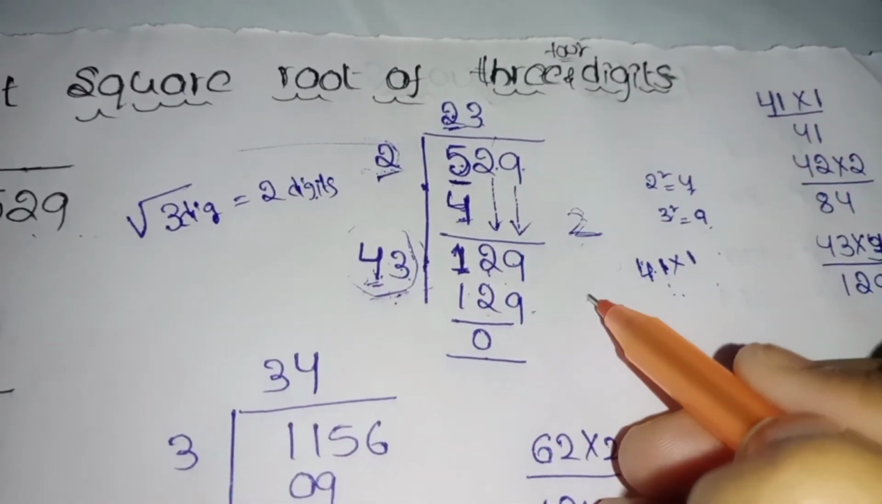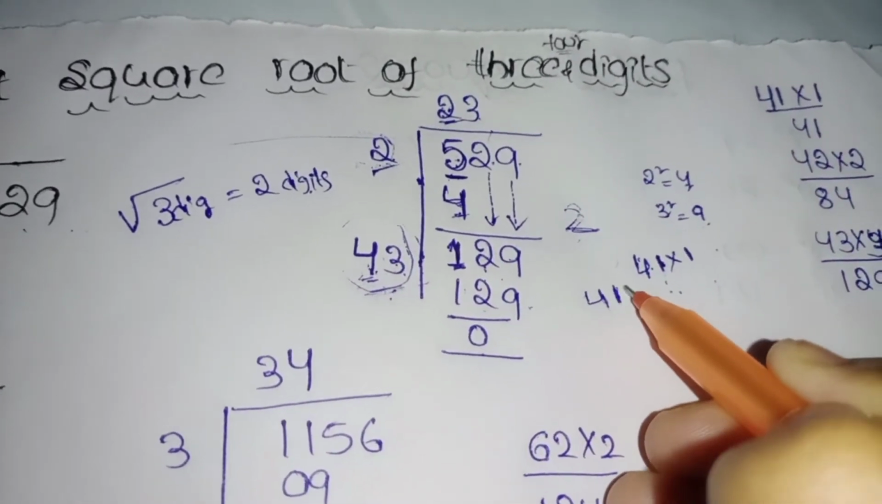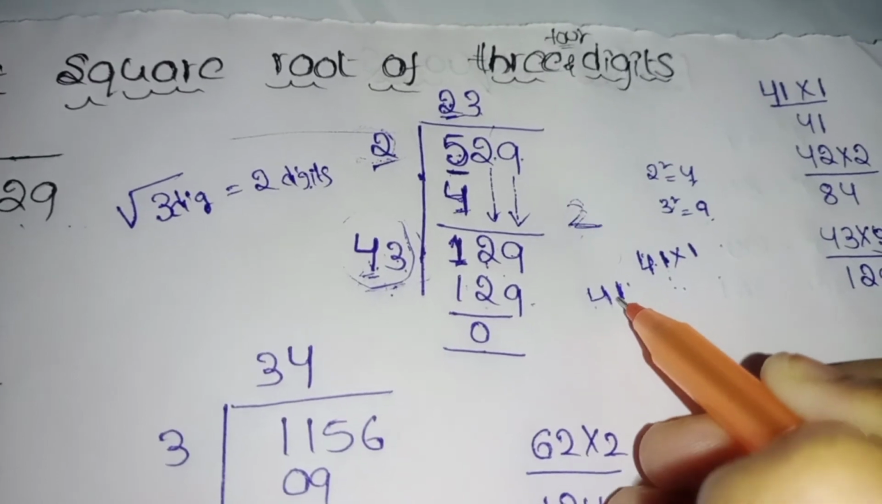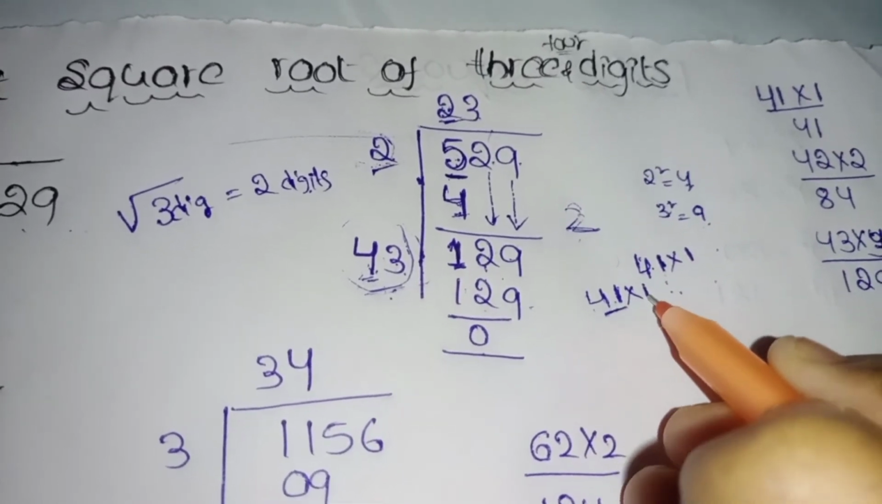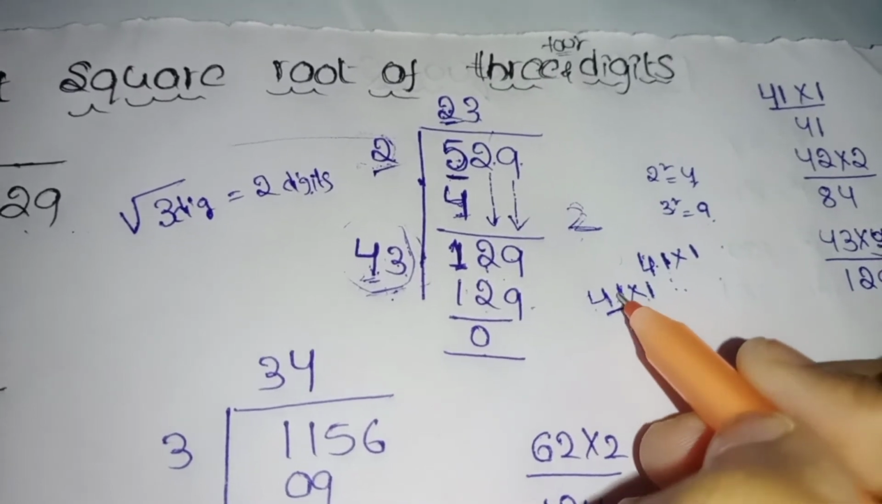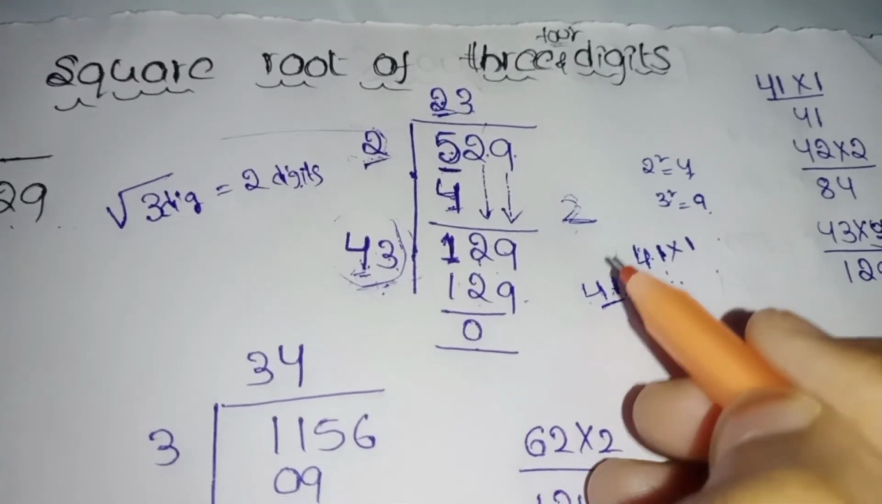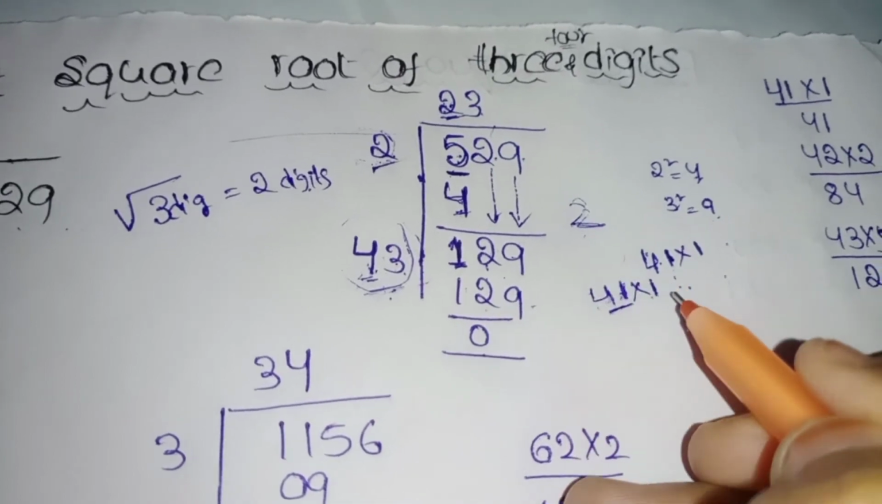Are you understanding? If I put 41, I have to multiply it with 1. This value must be multiplied with 1 because I am putting 1 here. So I am multiplying this number with only 1.